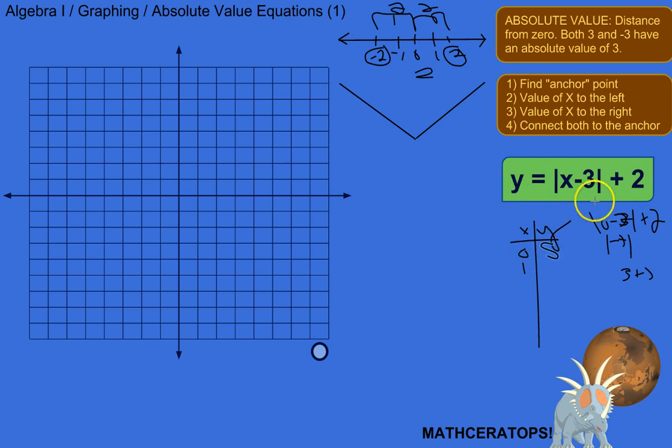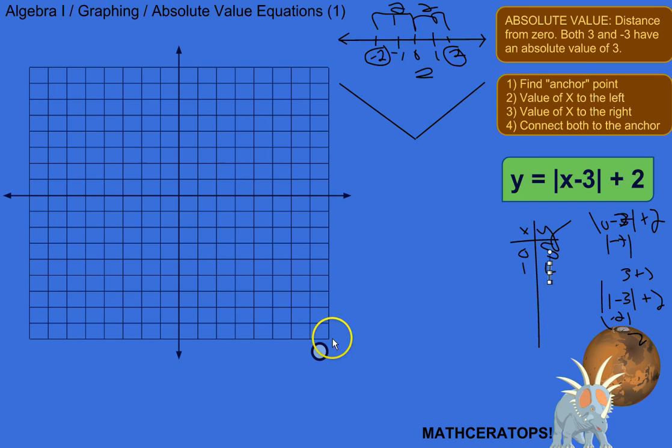If I plug in 1, what do I get? So x is going to be 1 this time. So 1 minus 3 plus 2. So 1 minus 3 is -2. So the absolute value of -2 is 2. 2 plus 2 is 4.